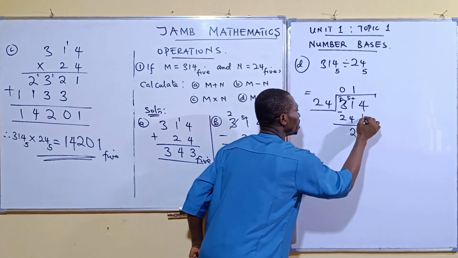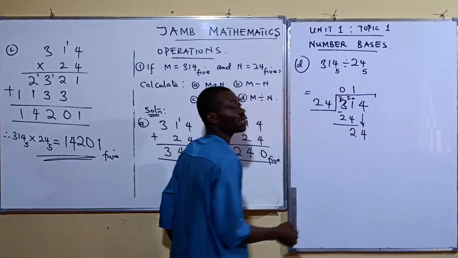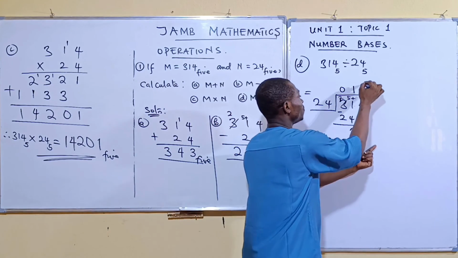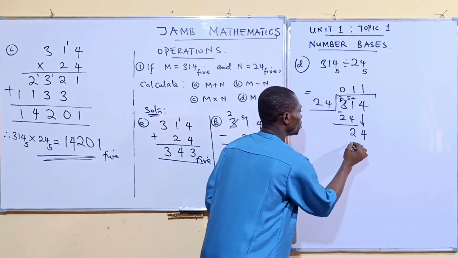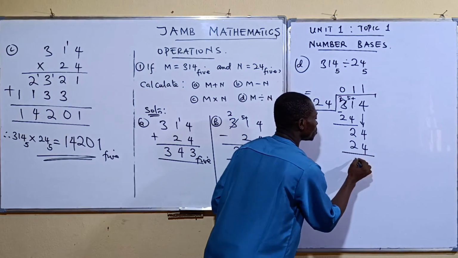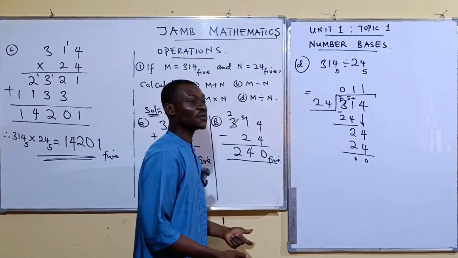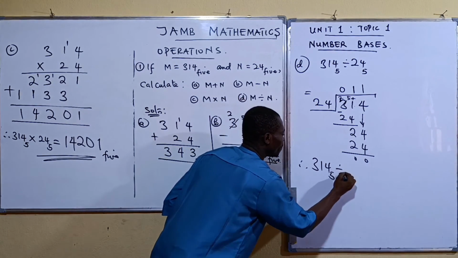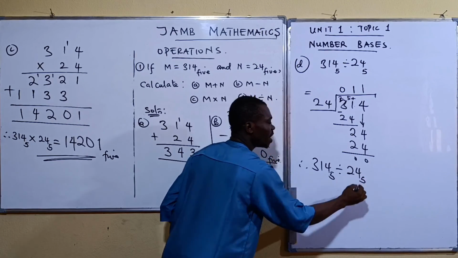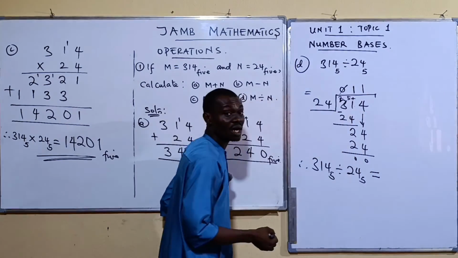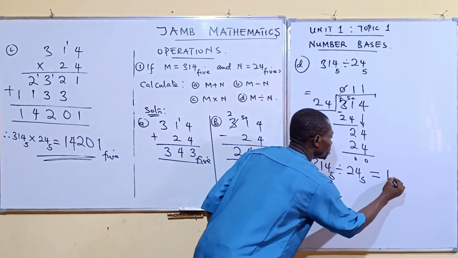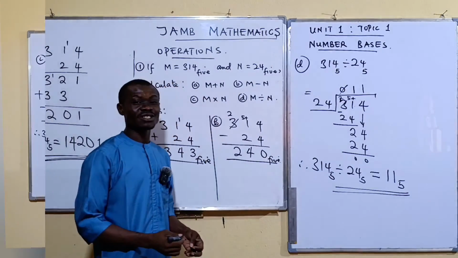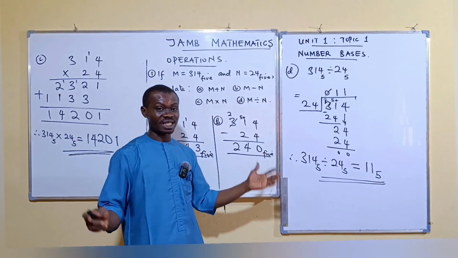Okay, so you now bring down the other digit, which is the last one, and that's 4. So you have 24, and 24 will divide 24 to give you 1 as well. So 1 times 24 is 24, and when you subtract, you have 0, 0. So you are done. Therefore, 314 base 5 divided by 24 base 5 is simply equal to, of course, you will not write 0 when it's in front, so it's just 11 in base 5. And that is the solution. This is exactly where we're going to end it for this video.